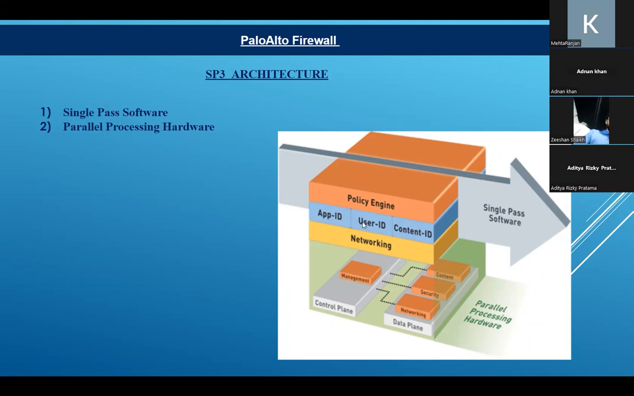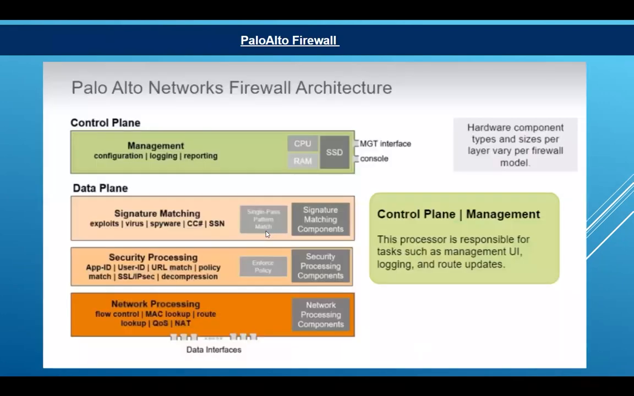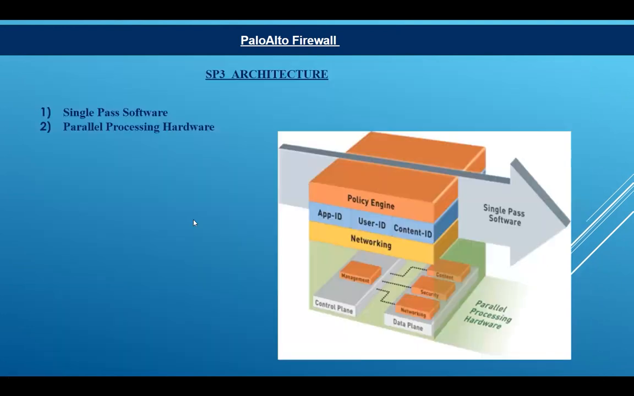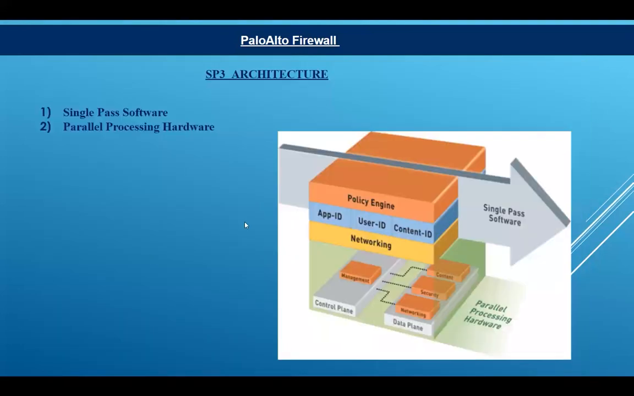Basically, guys, what happens here? Whatever packet you are sending, that packet passes through three processing engines: networking, security, and signature. If you check here, network processing engine, security processing, and signature matching. See here, networking. This one is security, application, URL and control. Security processing engine.